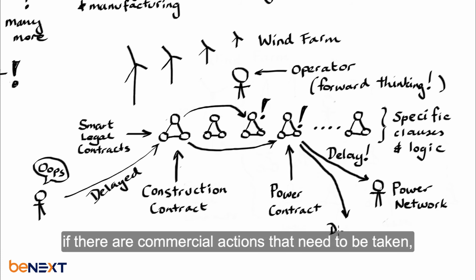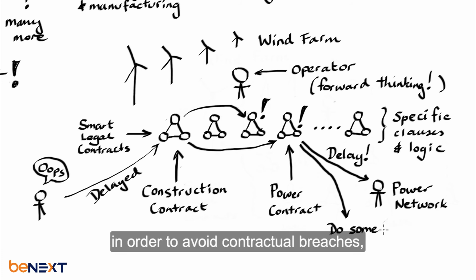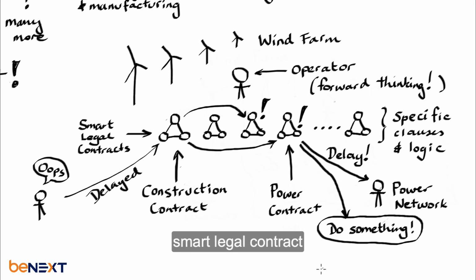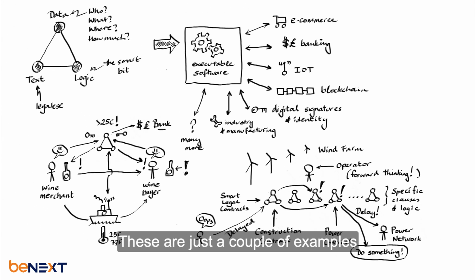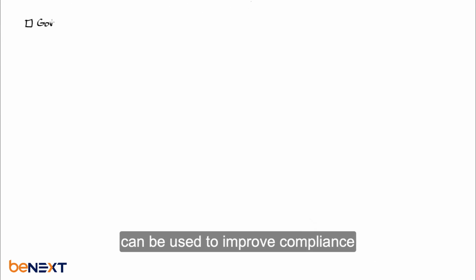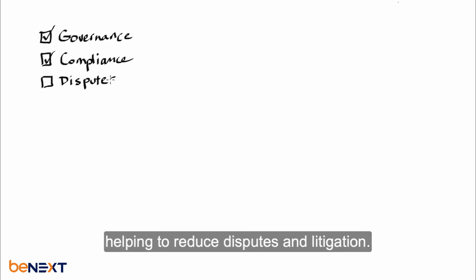Alternatively, if there are commercial actions that need to be taken in order to avoid contractual breaches, then the power delivery smart legal contract could initiate these too. These are just a couple of examples of how smart legal contracts can be used to improve compliance and governance, while, at the same time, helping to reduce disputes and litigation.